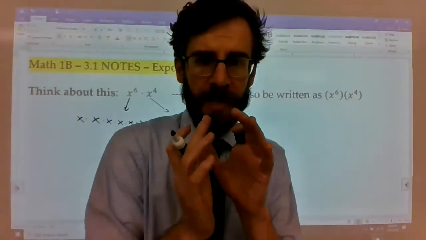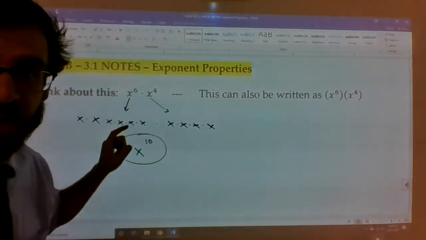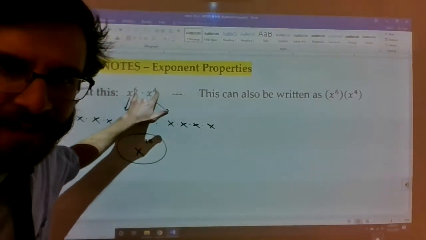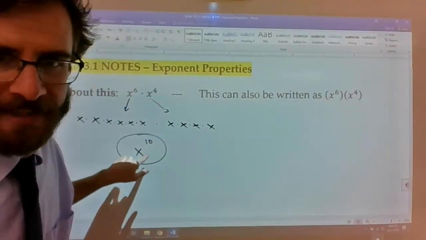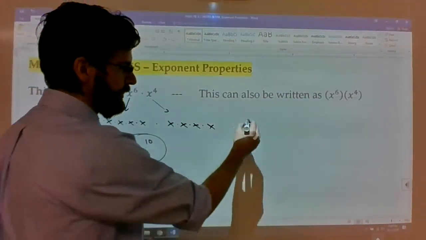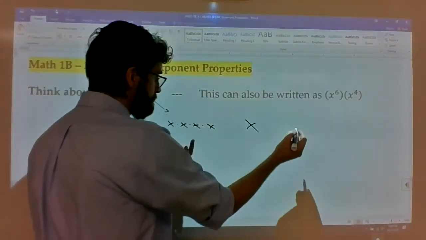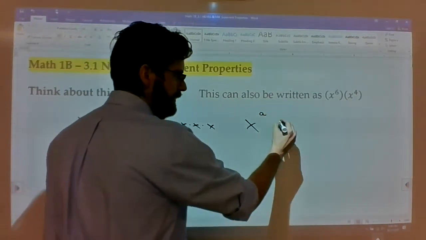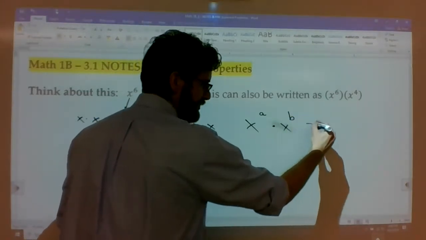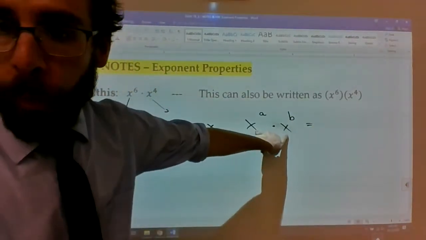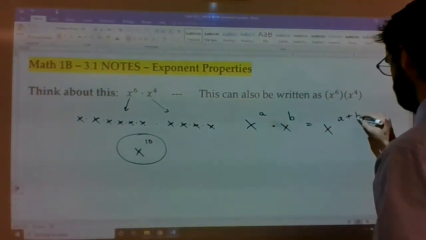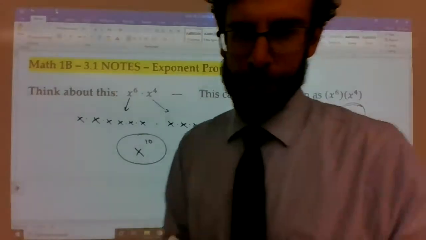So, when you multiply two powers together like this, the shortcut is, if they've got the same base, all I got to do is add the exponents together. 6 plus 4, 10. So, sometimes in textbooks you'll see it written as x to the a power times x to the b power, and they'll just say that, hey, it's now one x base, and then you add them together. So there's our first rule.